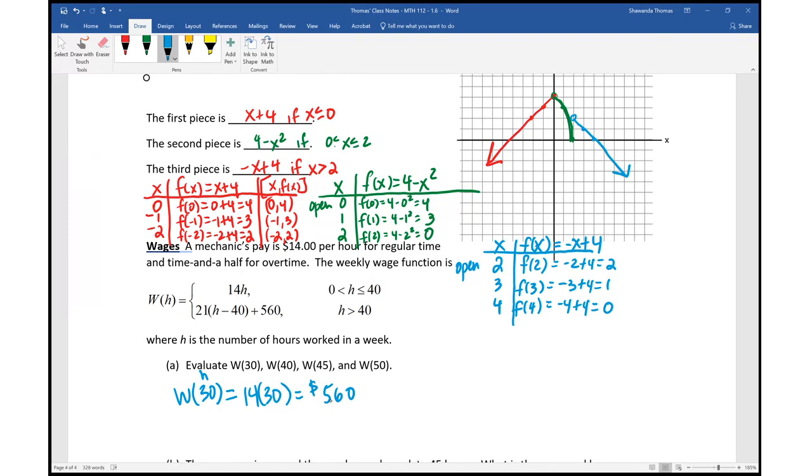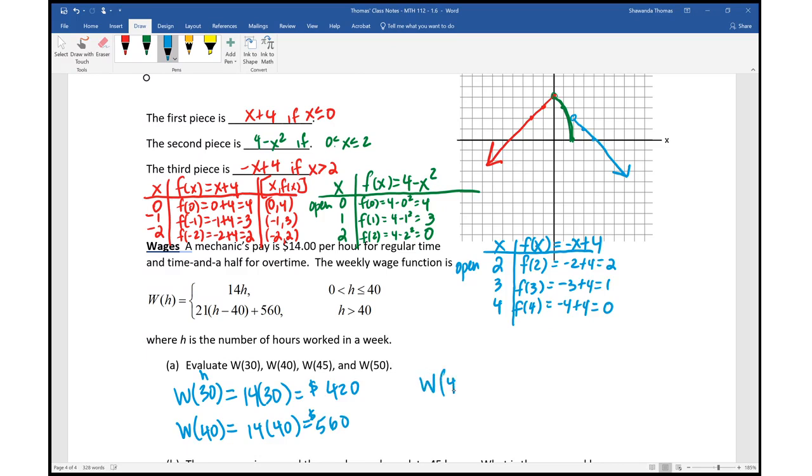What about W of 40? Again, we are still in that regular work week. So we're in this first piece, 14 times 40. 30 should be, 14 times 30 should be 420. And 14 times 40 should be 560. So my mistake there.